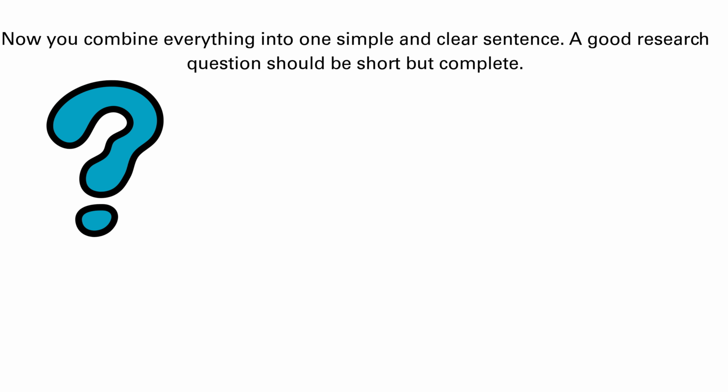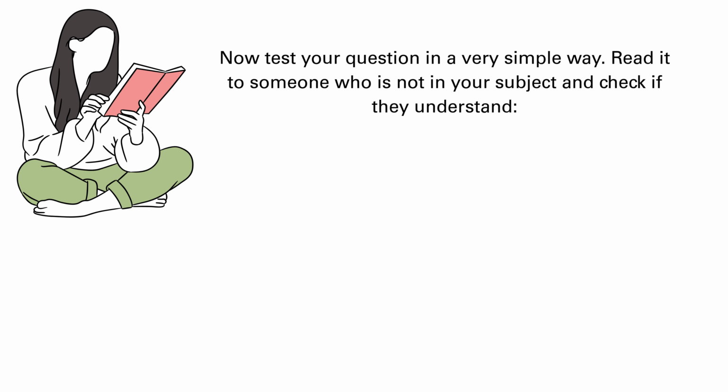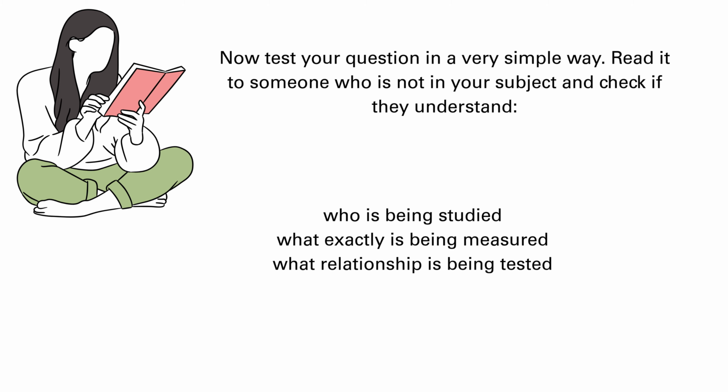Writing and testing your final research question. Now you combine everything into one simple and clear sentence. A good research question should be short but complete. For example, does pre-sleep mobile phone screen exposure affect sleep duration among grade 10 students? Now test your question in a very simple way. Read it to someone who is not in your subject and check if they understand. Who is being studied? What exactly is being measured? What relationship is being tested? If they understand all three parts easily, your topic is clear and properly narrowed. If they feel confused, it means your question is still too broad and needs further simplification.